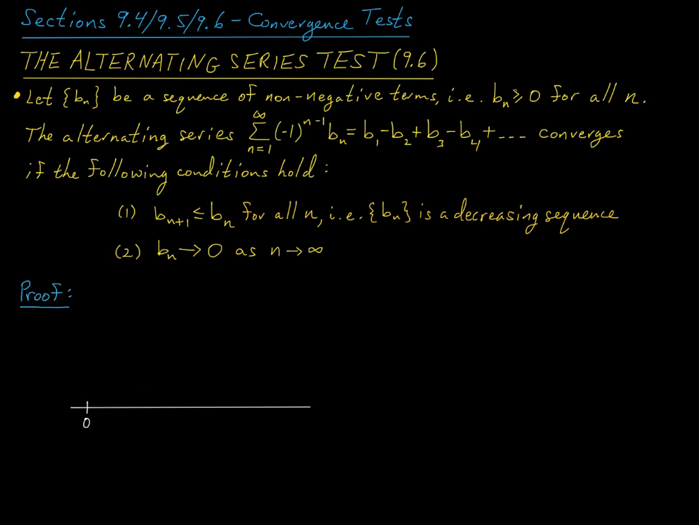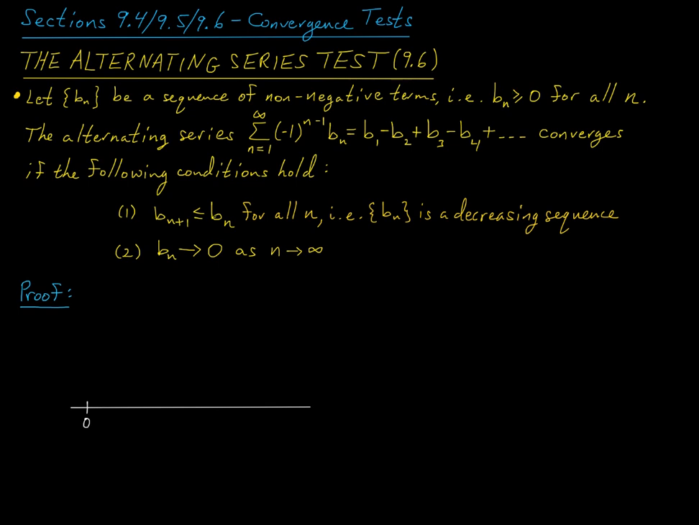Now one thing I want to note is that since the b sub n's are non-negative and they're decreasing, if one of our b sub n's were equal to 0, since they're decreasing, that would imply that all subsequent terms would also be 0. So in fact, our series would just be a finite sum, in which case it would certainly converge. Okay, so for the more interesting case, let's assume that the b sub n's are strictly positive numbers and they're decreasing.